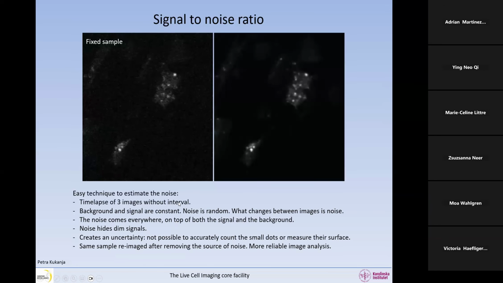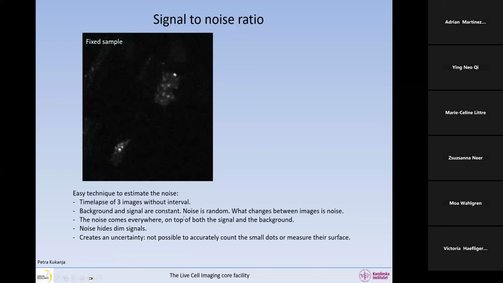And again, it's always the same thing. Ask yourself, is this noise influencing my interpretation of the image? Is it going to change the way I count these dots, if this is what I need to do, or not? If it doesn't, you can just not care about this. But if it influences the result, then you have to eliminate the noise.